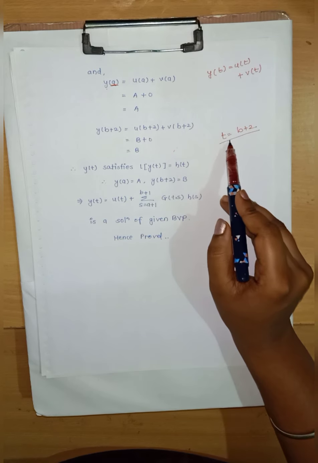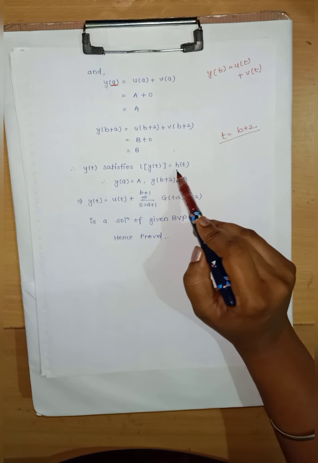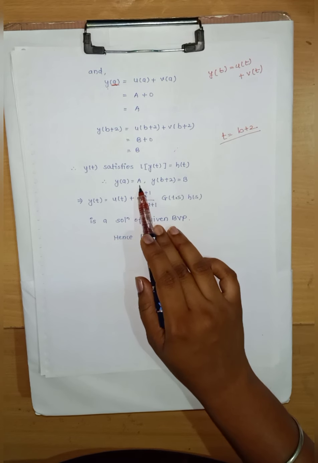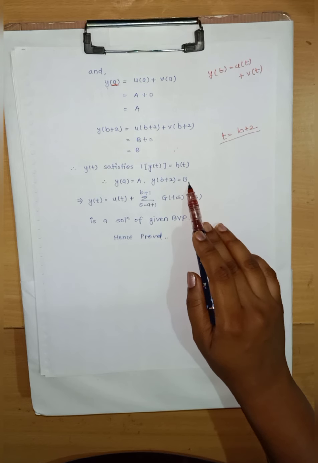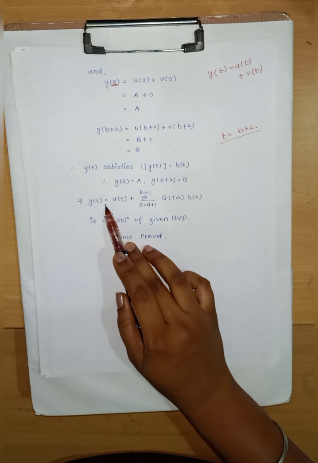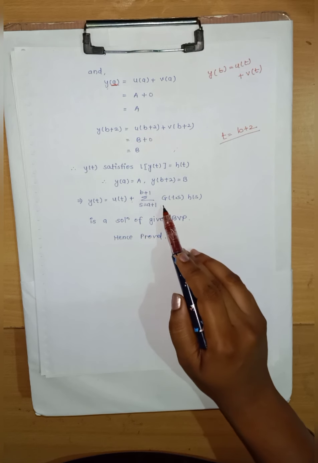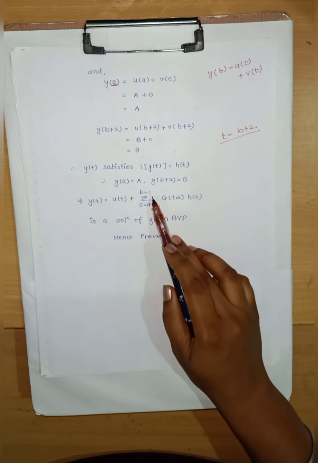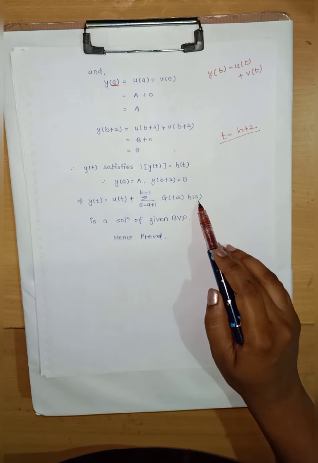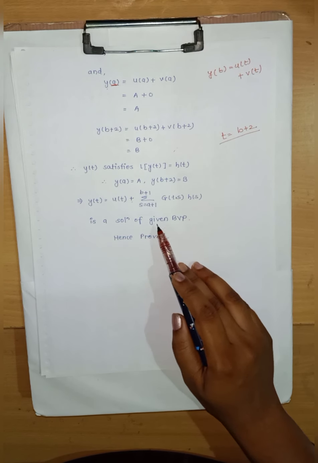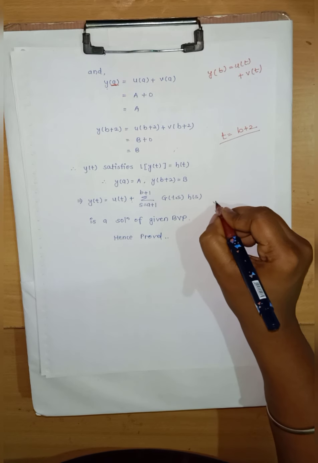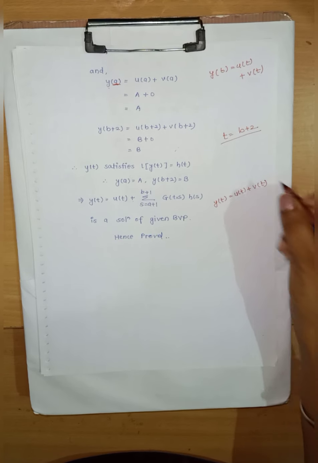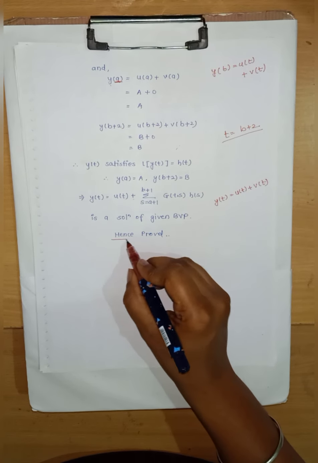Therefore our y(t) satisfies L[y(t)] = h(t), and both the conditions, that is y(a) = α and y(b+2) = β. Hence y(t) = u(t) + v(t), where v(t) = the summation over s from a+1 to b+1 of g(t,s) h(s). This is a solution of the given BVP. That is, y(t) = u(t) + v(t) is a solution of the given BVP.